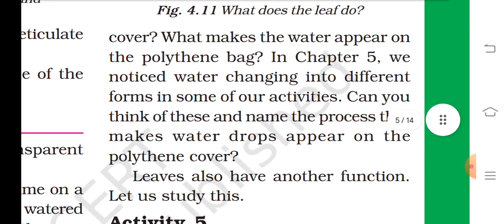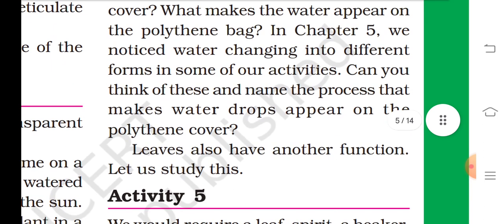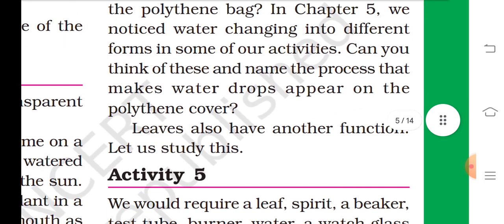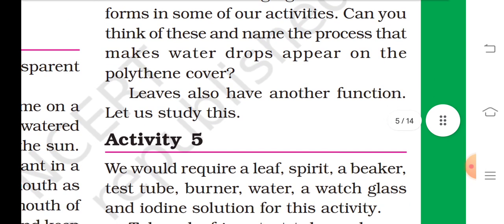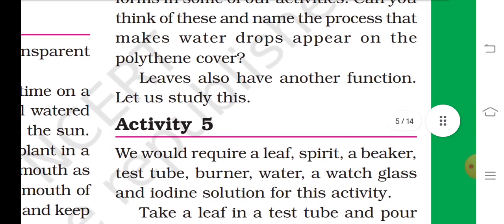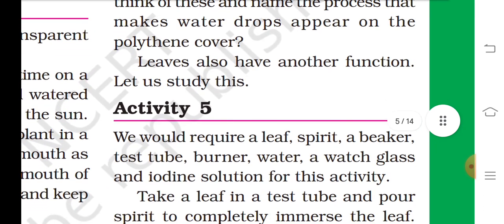What makes the water appear on the polythene bag? In chapter 5, we noticed water changing into different forms in some of our other activities. Can you think of these and name the process that makes water drops appear on the polythene cover?